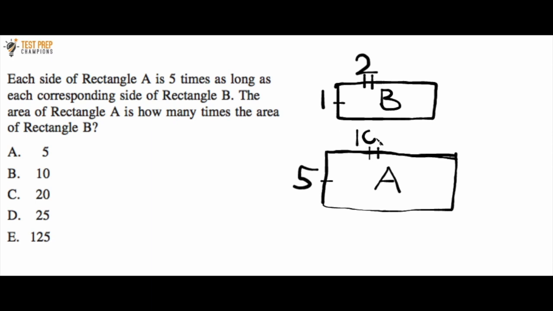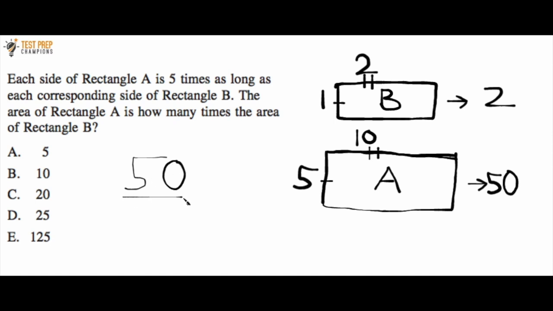Okay, so now let me calculate the area of both rectangles. 1 times 2 is just going to be 2. And to get the area of a rectangle, you just do length times width. So 5 times 10 is 50. The area of rectangle A is how many times the area of rectangle B? So I have to find the area of both rectangles, and I'm just going to divide. So I'm going to divide 50 by 2, and the answer I get is 25.